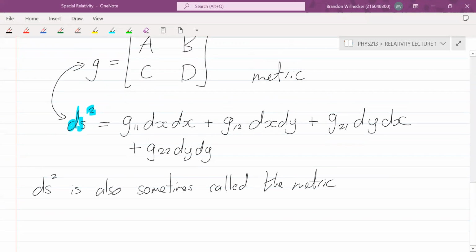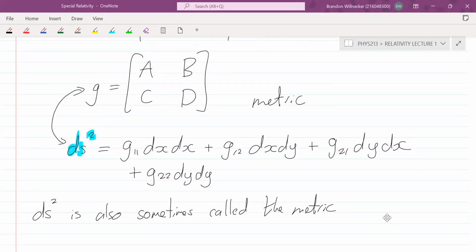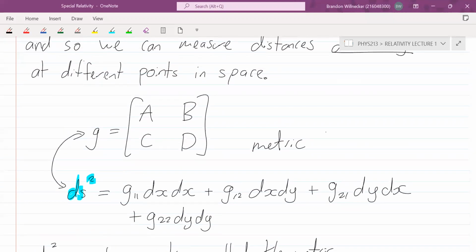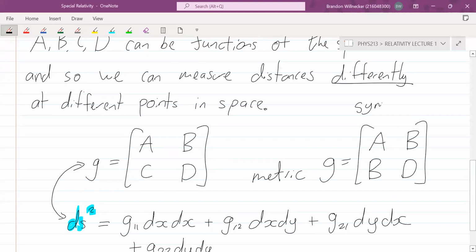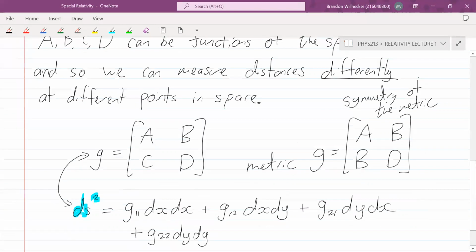Okay, one more thing on this idea of a metric. From maths, we know that the metric should be symmetric with respect to its components. So this A, B, C, and D, there's not actually 4 components. Because it needs to be symmetric, it's going to be A, B, B, and D like that. If we take the transpose, we should get the same thing. So there's actually these 3 components here. The B gets repeated because when we flip it over the diagonal, we should get the same thing. This is called the symmetry of the metric. That's something to keep in mind.